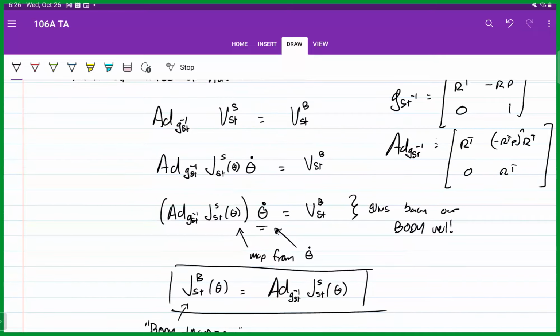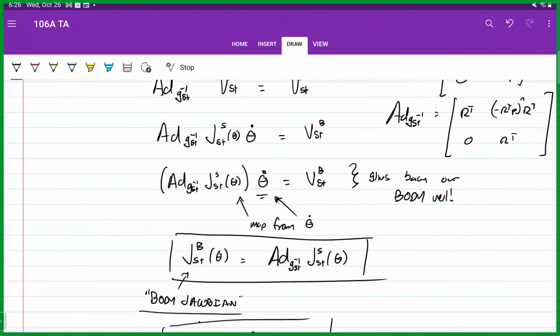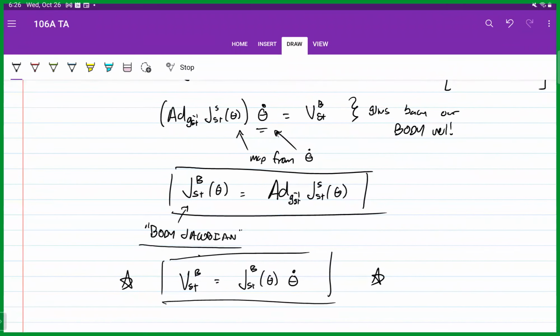Do we have any other questions about the body Jacobian or about anything that we've talked about? You gotta transform frames.